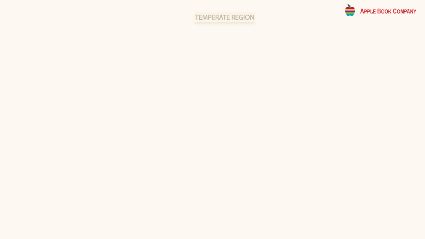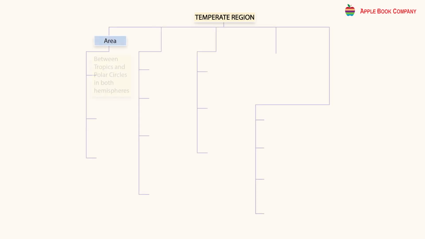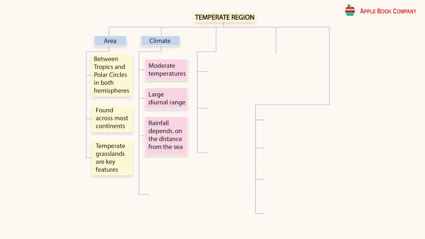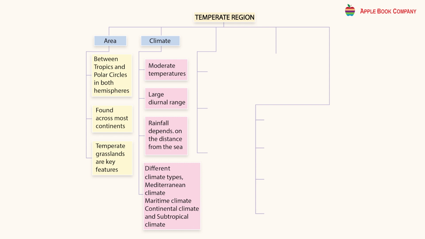Mind map. Temperate region. Area between tropics and polar circles in both hemispheres. Found across most continents. Temperate grasslands are key features. Climate, moderate temperatures, large diurnal range, rainfall depends on the distance from the sea, different climate types, Mediterranean climate, maritime climate, continental climate, and subtropical climate.